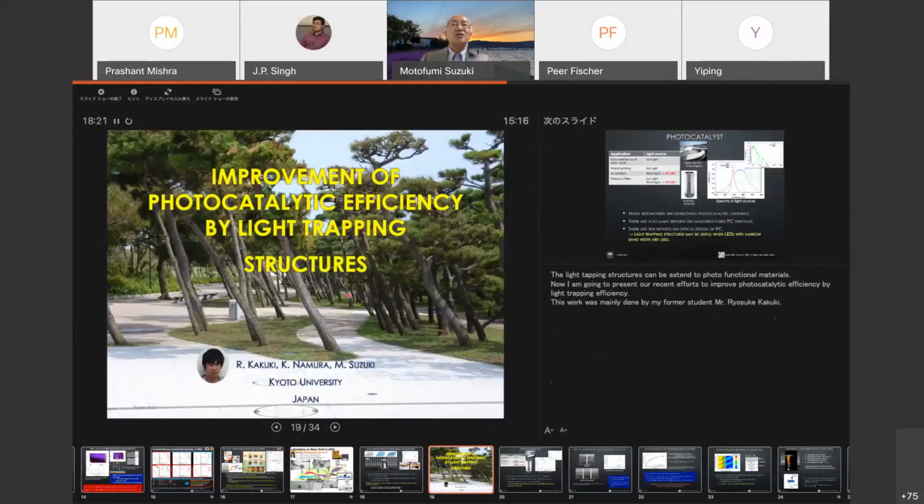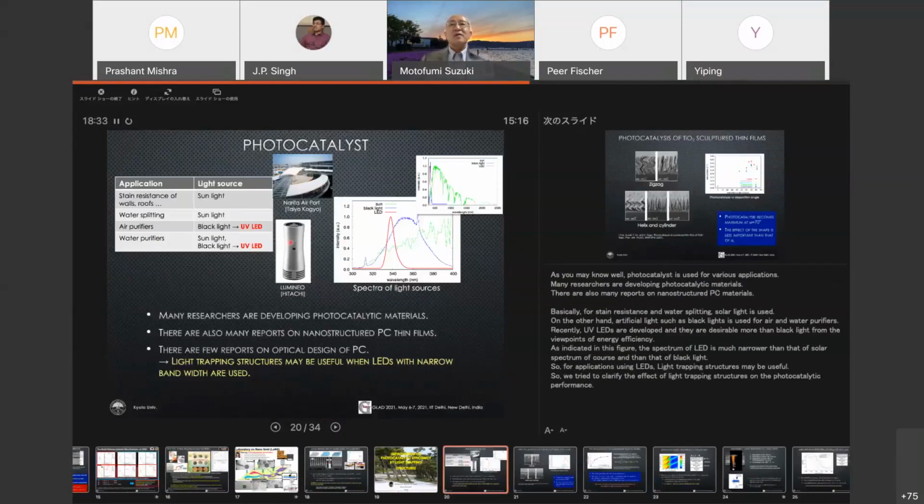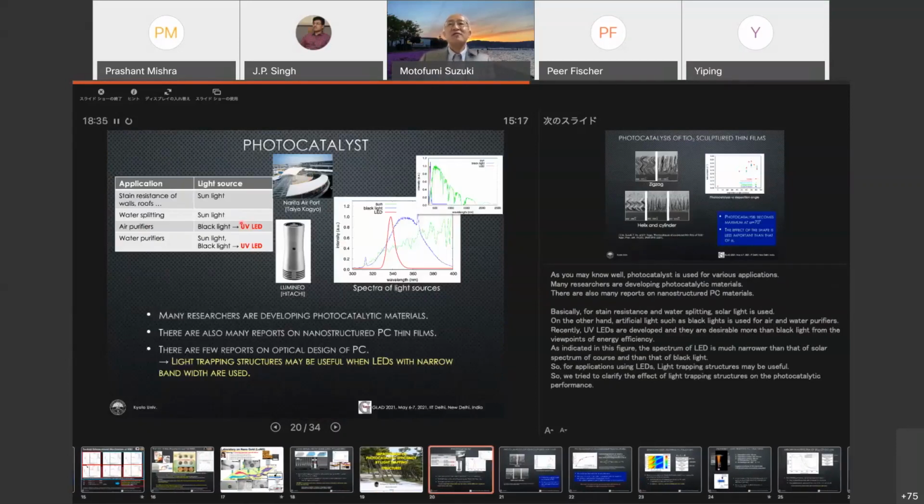Finally, I'm going to introduce our recent topic on the improvement of the photocatalytic efficiency by using the light trapping structure. As you may know well, photocatalyst is used for various applications. Many researchers are developing photocatalytic materials, and there are also many reports on nanostructured photocatalytic thin films. Basically, for stain resistance and water splitting, solar light is used.